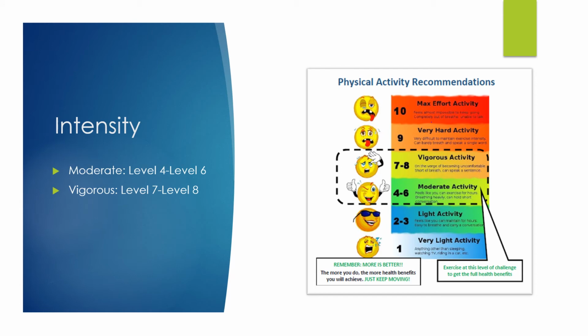The rating of perceived exertion scale is a handy tool to use when monitoring the intensity of aerobic exercise. The goal is to exercise between level 4 and level 6 for moderate intensity and short bursts of level 7 to level 8 for vigorous intensity. Anything less is too easy, and anything more can result in injury. Remember, the scale is based on what you feel. You may rate an activity differently than a person in your home or someone that you're friends with.